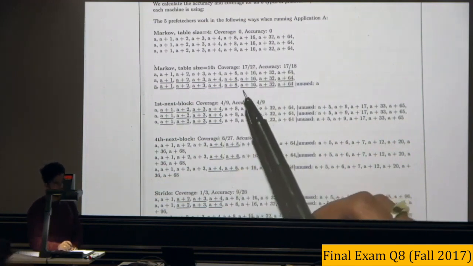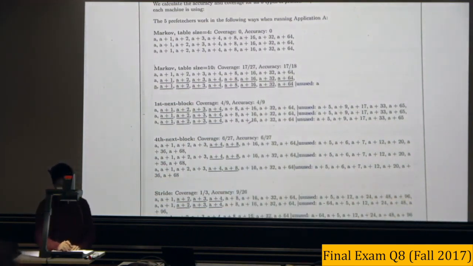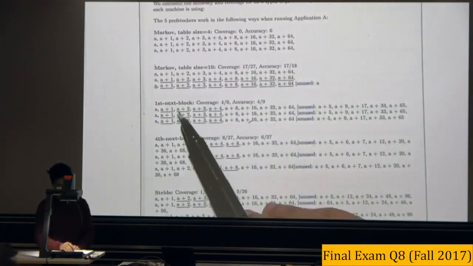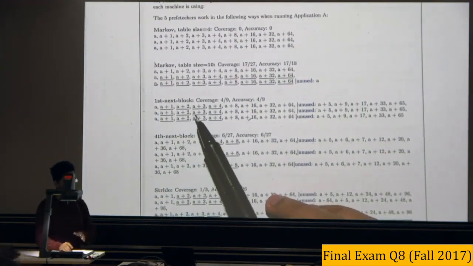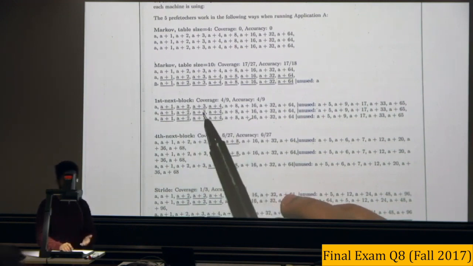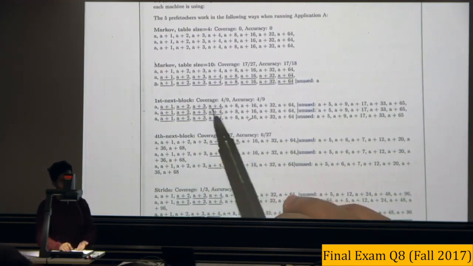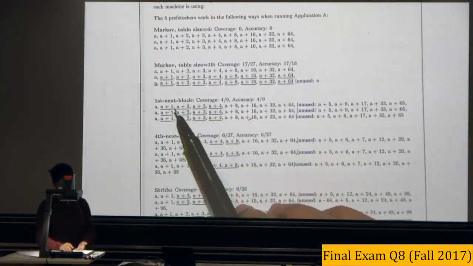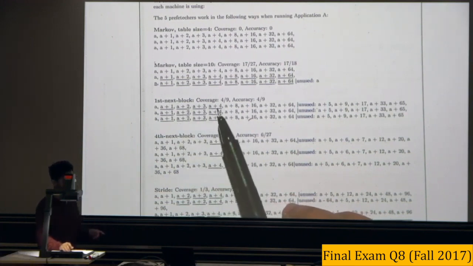Make sense? Okay, now let's go to the third one. The third one basically says the next block access. That's a very basic prefetcher. So A predicts A plus 1, A plus 1 is good. A plus 1 also predicts A plus 2, A plus 2 is also covered. A plus 2 predicts A plus 3, A plus 3 predicts A plus 4, everything is covered. So that means A plus 1, A plus 2, A plus 3 and A plus 4 are predictable.